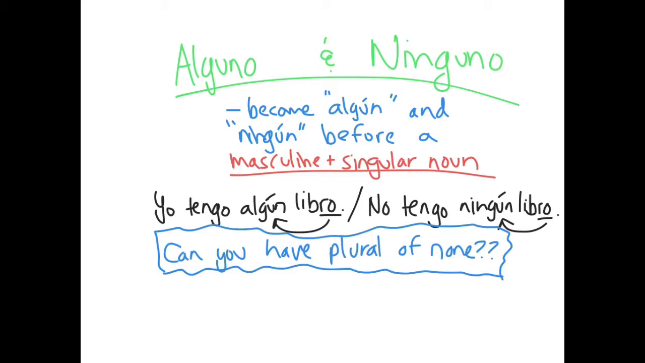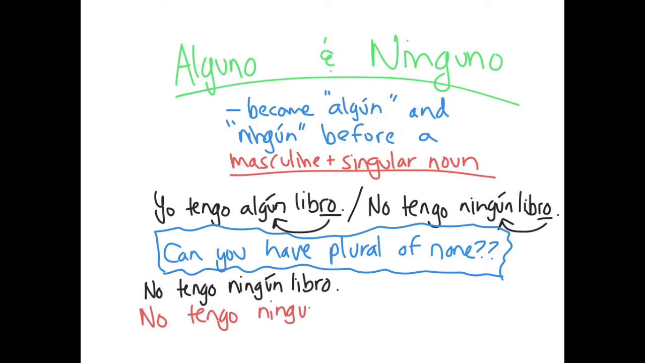Now, can you have plural of none? No, that would be weird. So when you use ninguno, it's almost always ninguno or ninguna. There's not really many examples of it being plural. So you'd say something like, no tengo ningún libro. But some nouns in Spanish, just like in English, are typically plural, like tijeras, scissors, for example. So in that case, you could say, no tengo ningunas tijeras. But it is less common to hear the plural forms of ninguno, because how can you have plural of nothing?